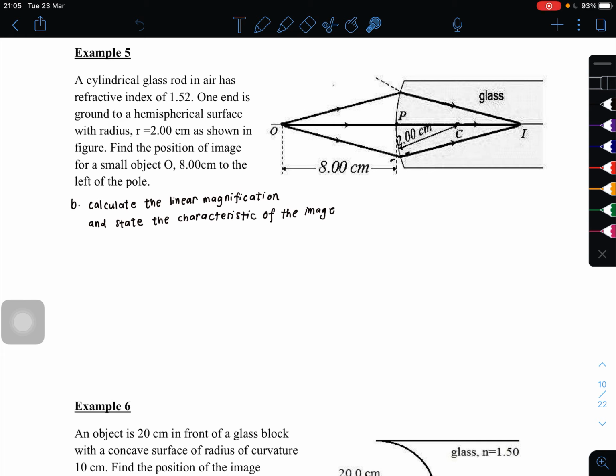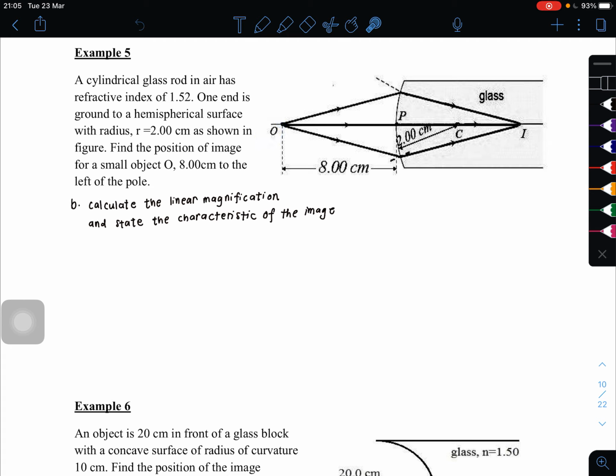And then tambah lagi satu soalan dekat sini. Calculate the linear magnification and state the characteristic of the image. Okay, so as you can see in the figure here, we have glass. So this is a glass. And then we have object in front of the glass.